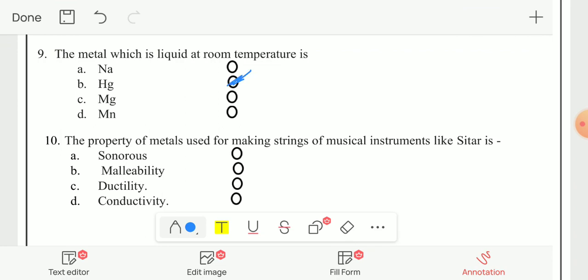Next question. The property of metals used for making strings of musical instruments like sitar is: A. Sonorous, B. Malleability, C. Ductility, D. Conductivity. So which property of metal is used for making strings of musical instruments? Property is A, sonorous. Metals produce ringing sounds when hit with some hard substance. So correct answer will be A.